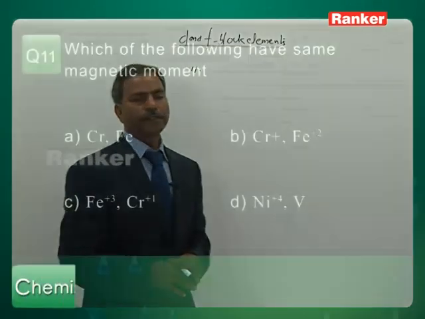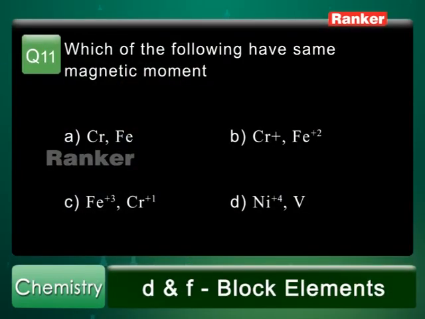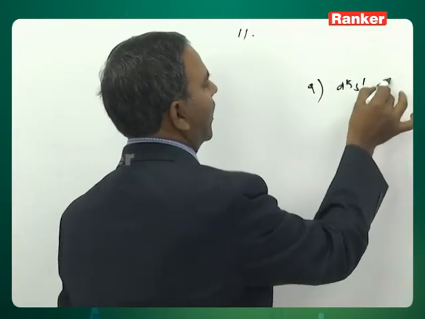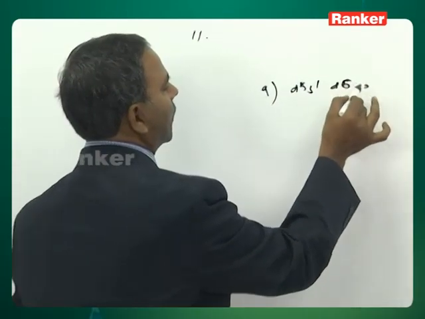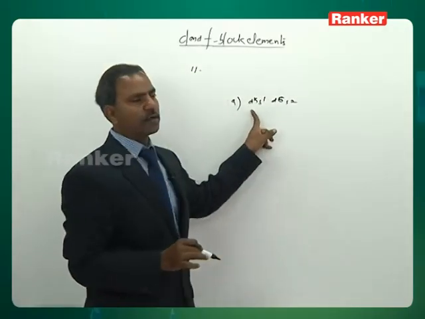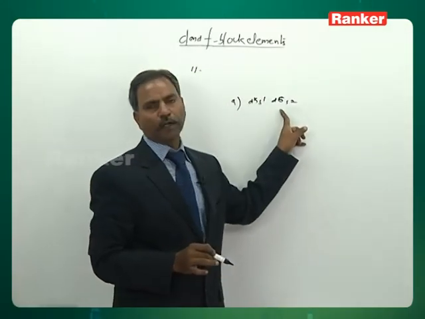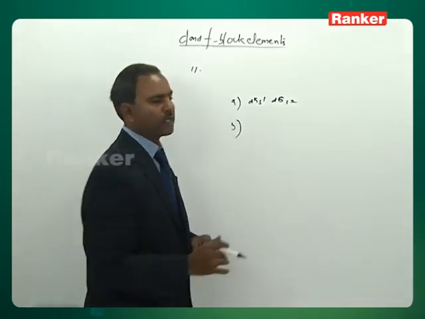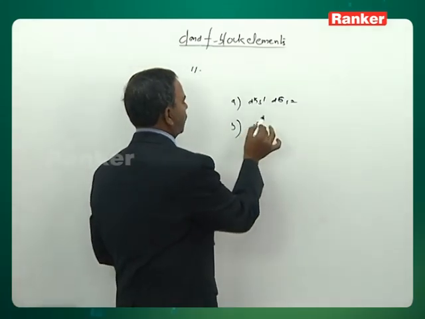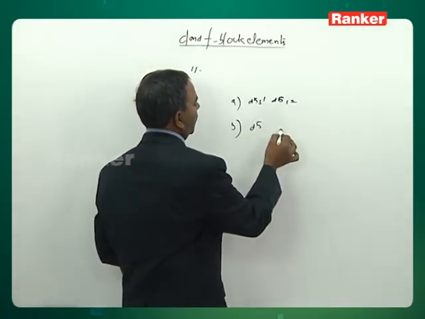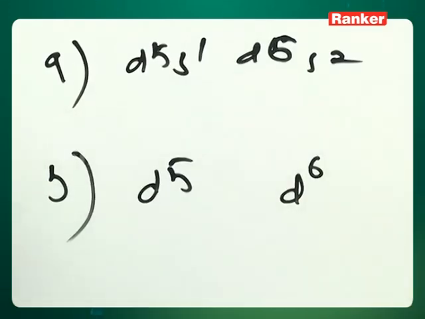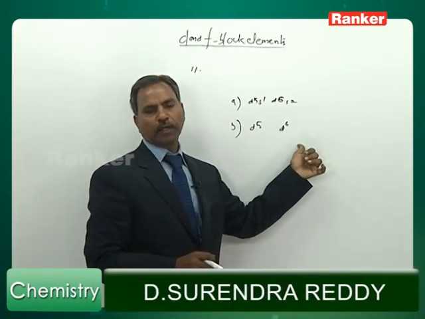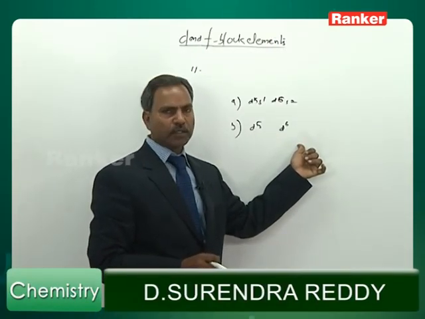Now coming to option A, chromium and iron are given. Chromium configuration is d5 s1, iron is d6 s2. Yes, 6 unpaired electrons and again 4 unpaired electrons. It is not our answer. Coming to option B, chromium plus 1, Fe plus 2. Chromium plus 1 is d5 and Fe plus 2 means d6 s0. So it is actually 5 unpaired electrons here, 4 unpaired electrons there. So option B is also not correct.